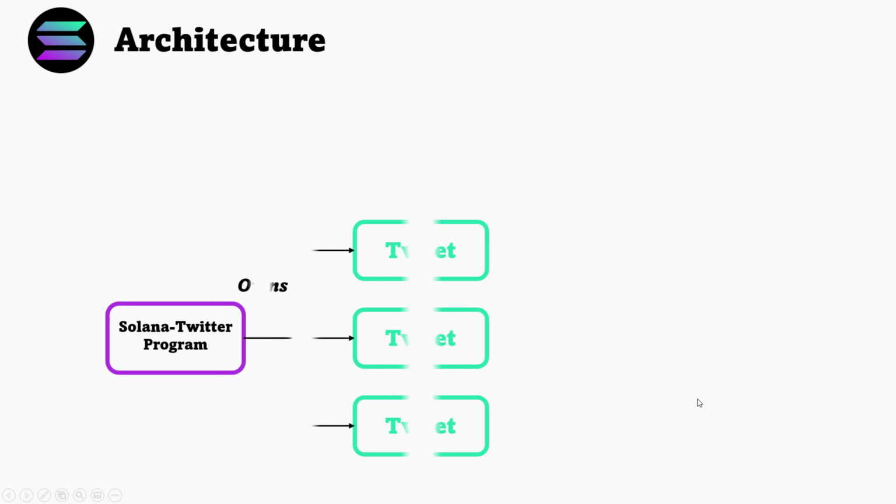Now you might think that creating an account on the Solana blockchain keeps track of its owner, and you would be right. But then why do we need to keep track of the tweet's author inside the account data? Well, that is because the owner of an account will be the program that generates it. And let's try and understand that with a small architecture. So here is our Solana Twitter program. So this is our smart contract that we're going to write. The Solana smart contract will own all the tweets that we're going to publish.